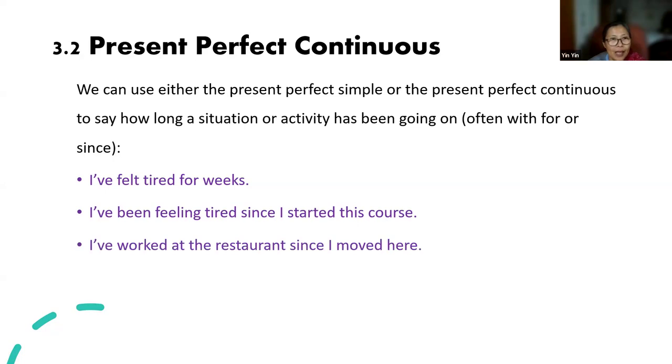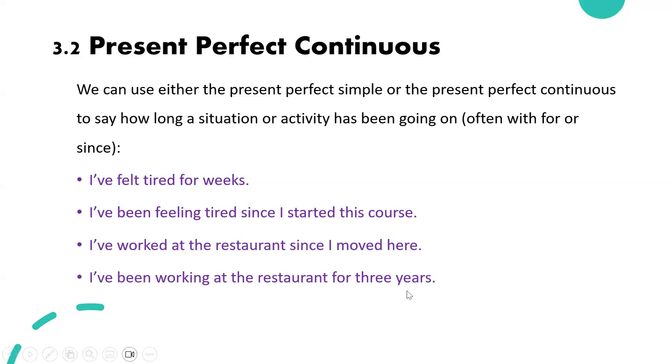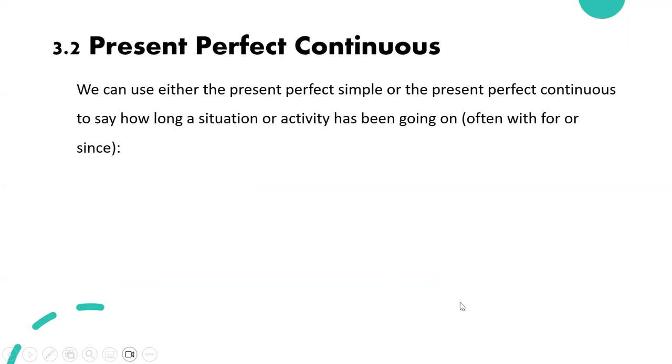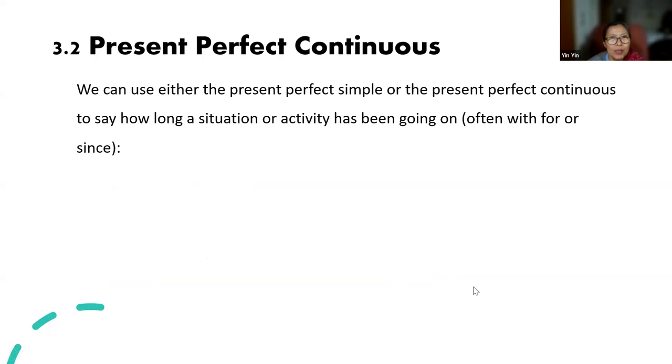I have worked at the restaurant since I moved here. I've been working at the restaurant for 3 years. We can use either the present perfect simple or the present perfect continuous to say how long a situation or activity has been going on.